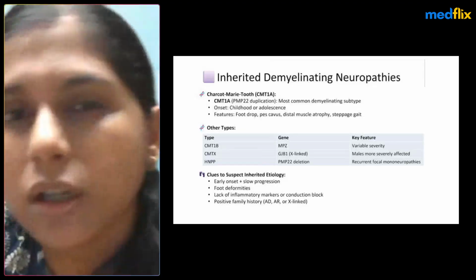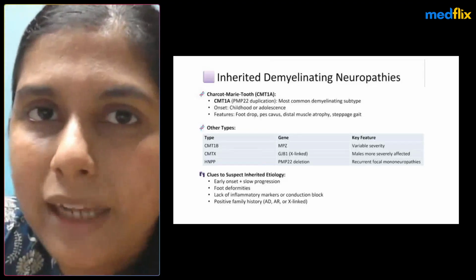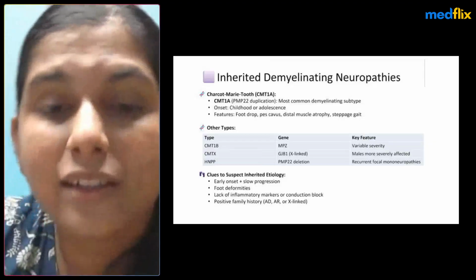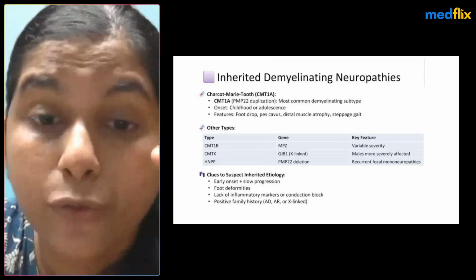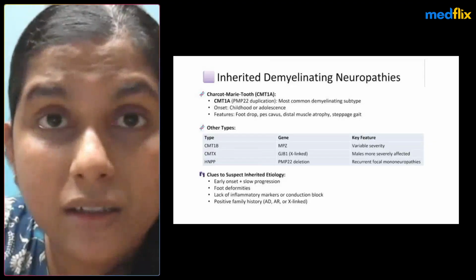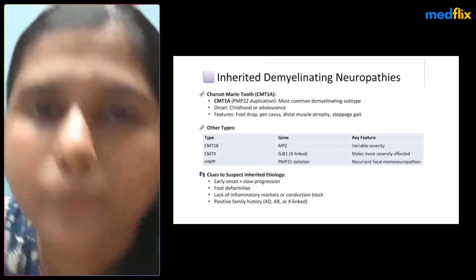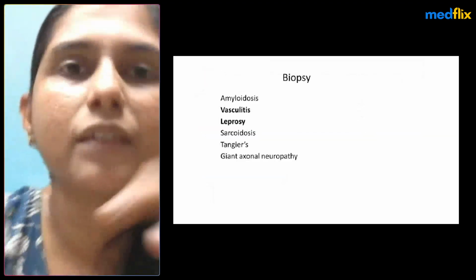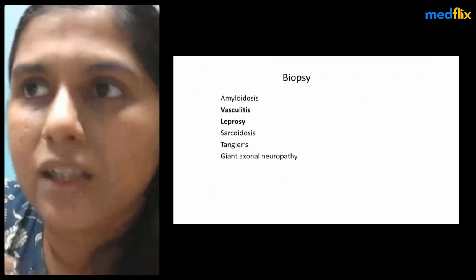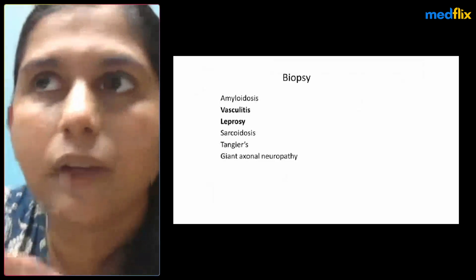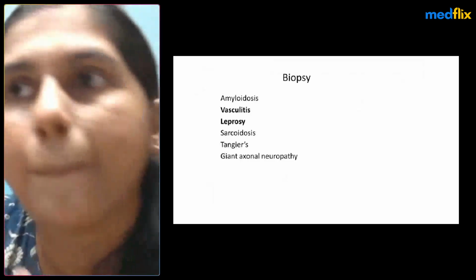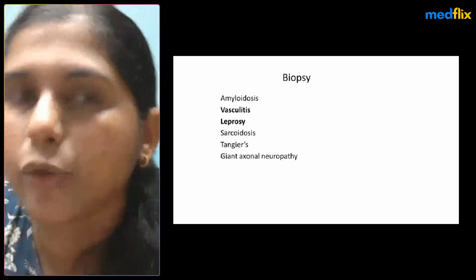I will not go into detail on inherited demyelinating neuropathies, but a clinical clue is that if it's early onset, slow progression, along with foot deformities, no inflammatory markers, no conduction block, and uniform slowing on your conductions, do think of inherited demyelinating neuropathies. Now coming to biopsy. We said we will analyze based on history, examination, the blood workup, and the electrophysiology, with a guided workup based on the electrophysiology.